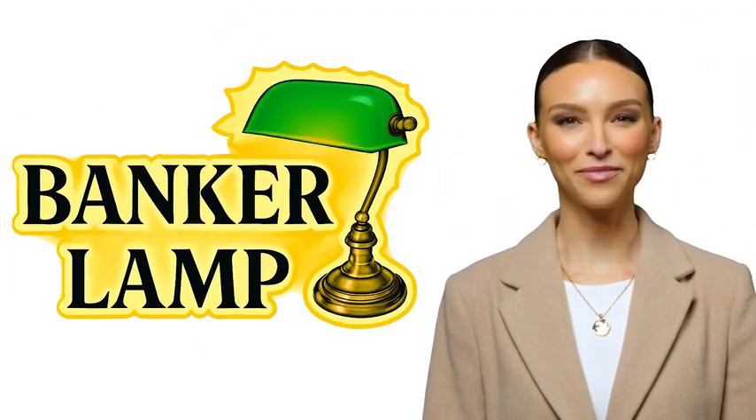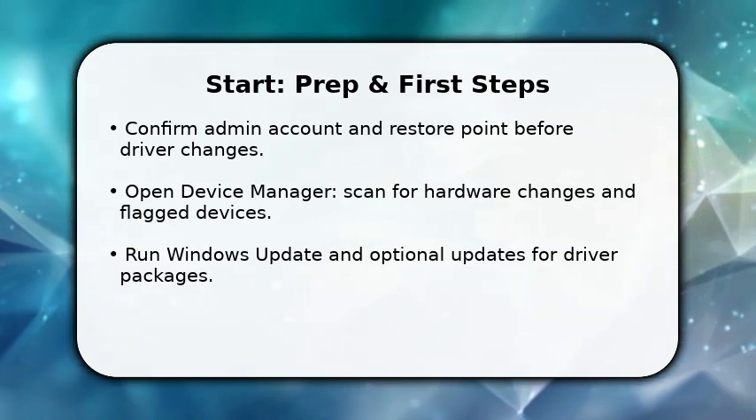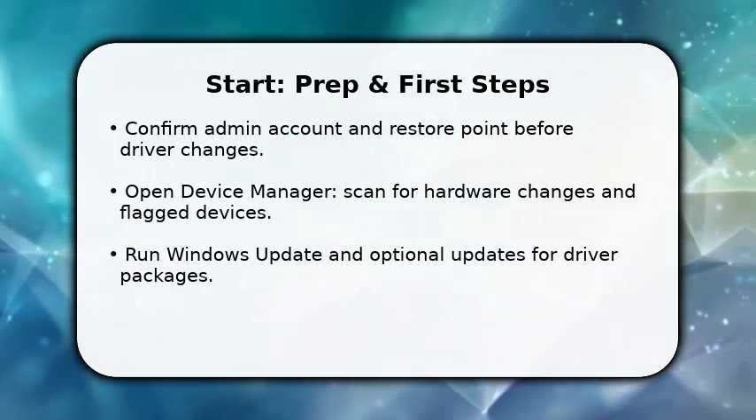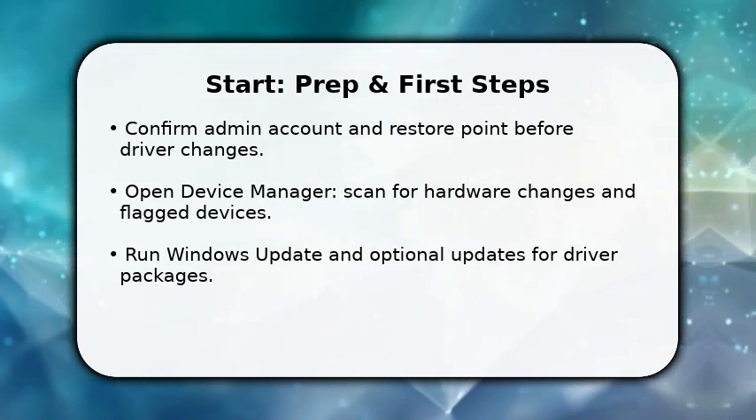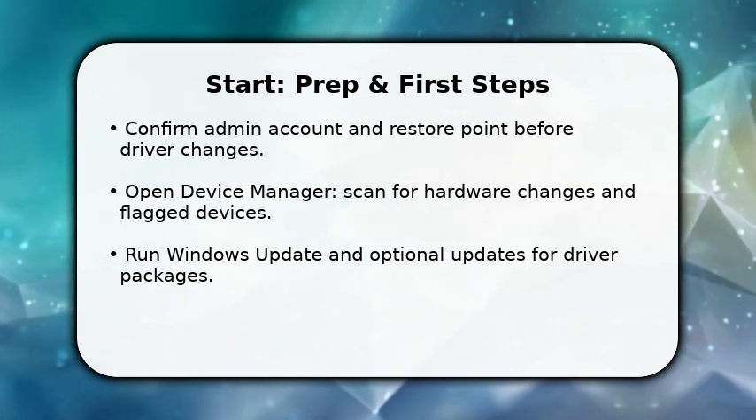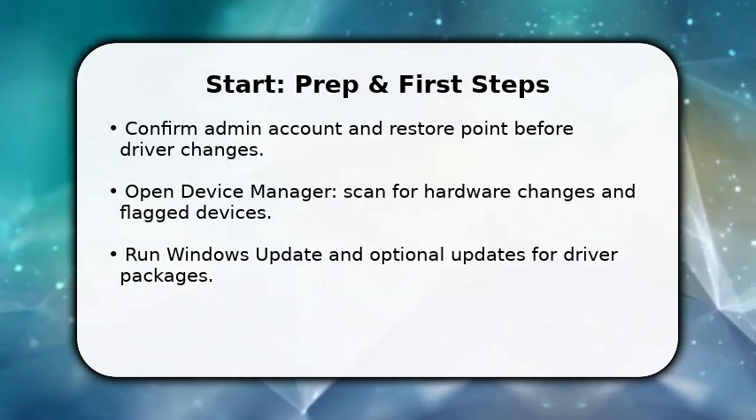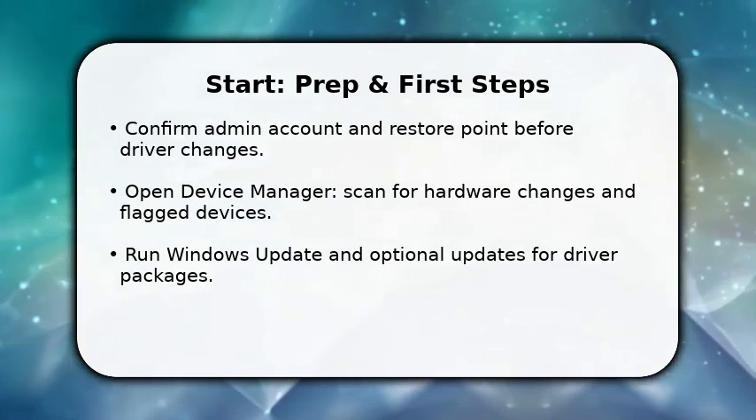You start as administrator and create a restore point so you can undo changes if needed. Open Device Manager and immediately scan for hardware changes. Flagged devices show missing drivers. Run Windows Update and check optional updates for driver packages. Once done, note any unknown devices' names or error codes.